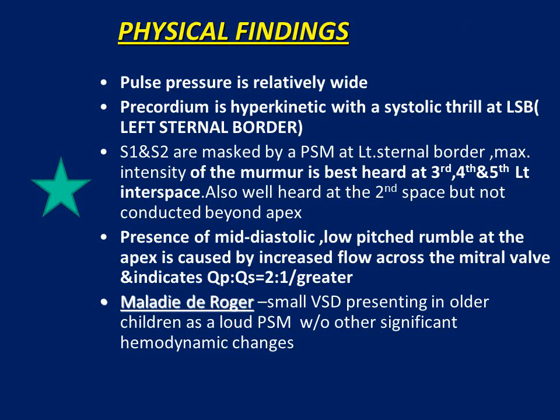Frequent chest infections. Physical findings: pulse pressure is relatively wide. Precordium is hyperkinetic with a systolic thrill at the left sternal border. S1 and S2 are masked by a pansystolic murmur at the left sternal border. Maximum intensity of the murmur is best heard at the 3rd, 4th and 5th left interspace, also well heard at the 2nd space, but not conducted beyond the apex. A mid-diastolic, low-pitched rumble at the apex is caused by increased flow across the mitral valve and indicates Qp/Qs equals 2 to 1 or greater. Maladie de Roger is a small VSD presenting in older children as a loud pansystolic murmur without other significant hemodynamic changes.